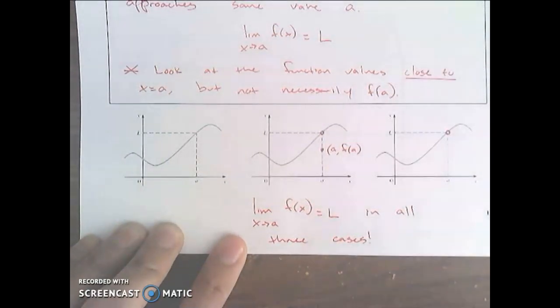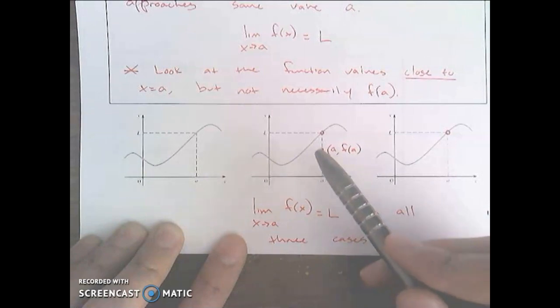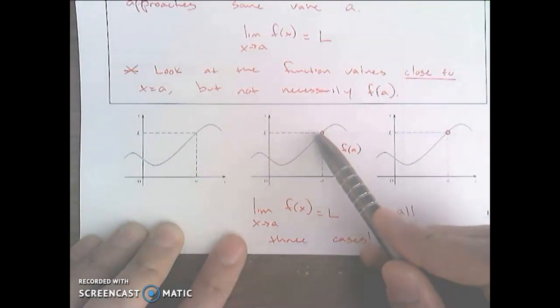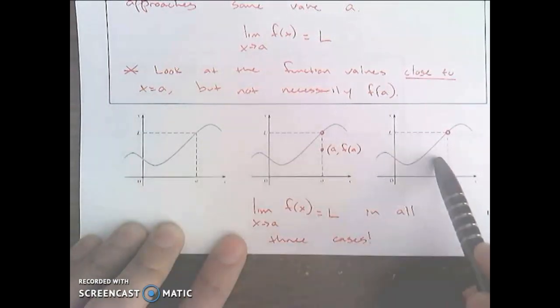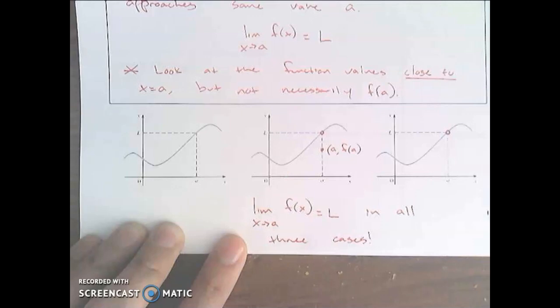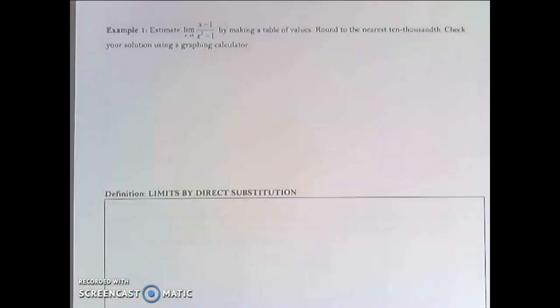So even though the function is defined elsewhere, if the function approaches another value from either side, then the limit is that value. So in each of these three cases, the limit is the same. Let's try a few examples. Example 1 says estimate the limit of x minus 1 over x squared minus 1. And we're going to use a table of values.